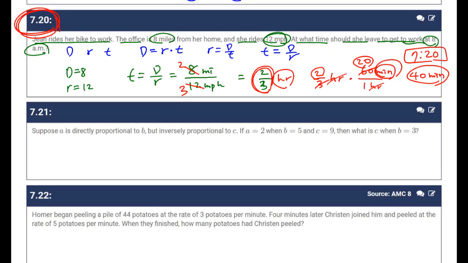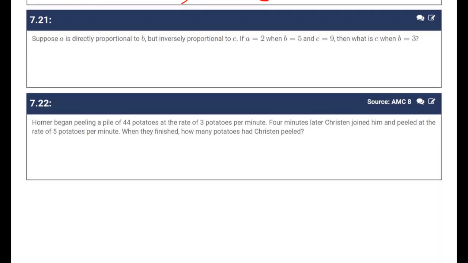Number 7.21. A is directly proportional to B, but inversely proportional to C. So that means A over B, but A times C. If A equals 2, and B equals 5, and C equals 9, so that's 18 right there. Then what is C when B equals 3?